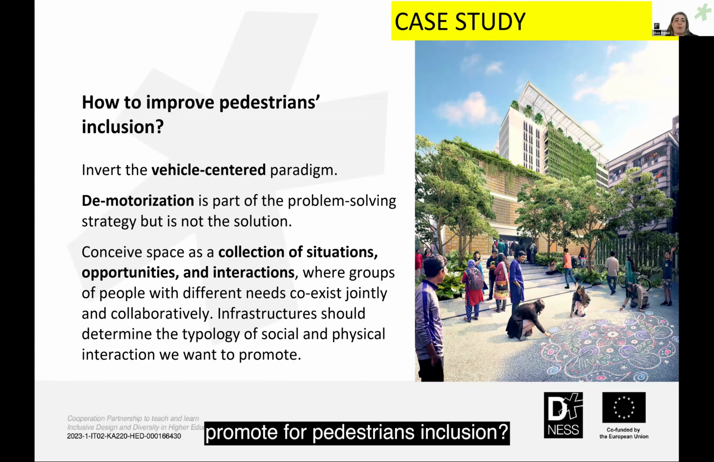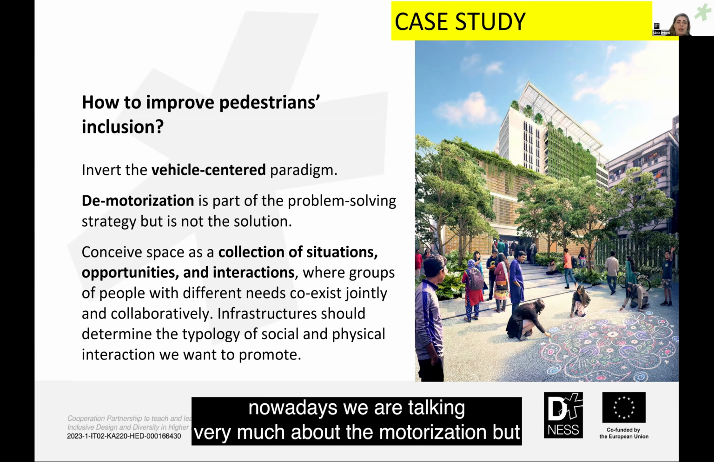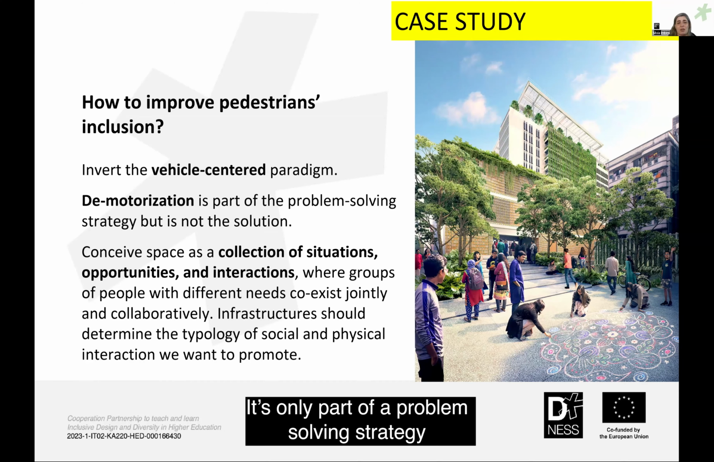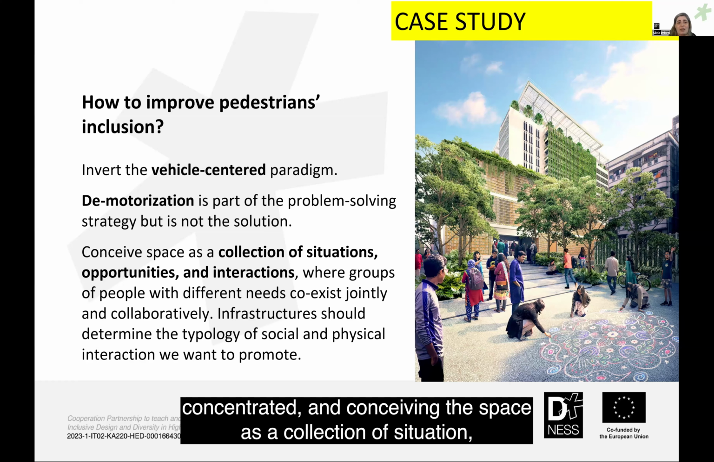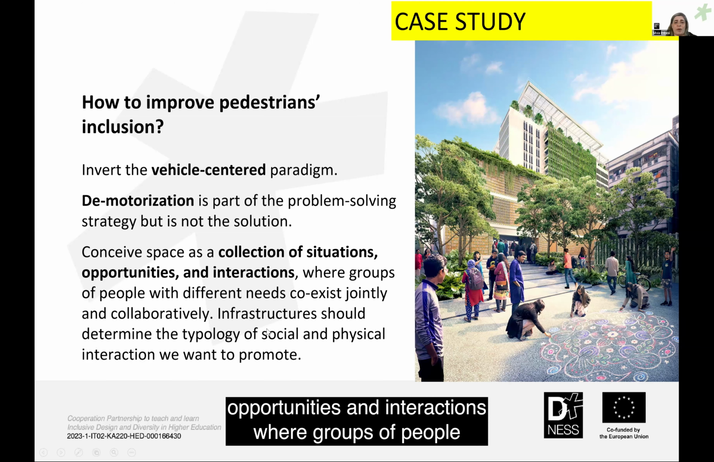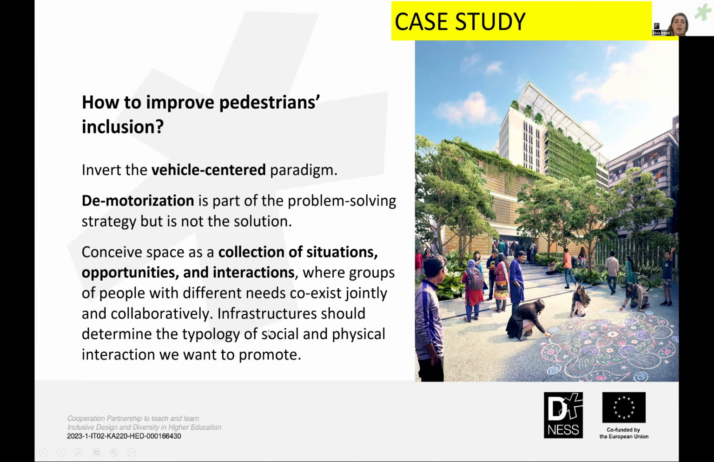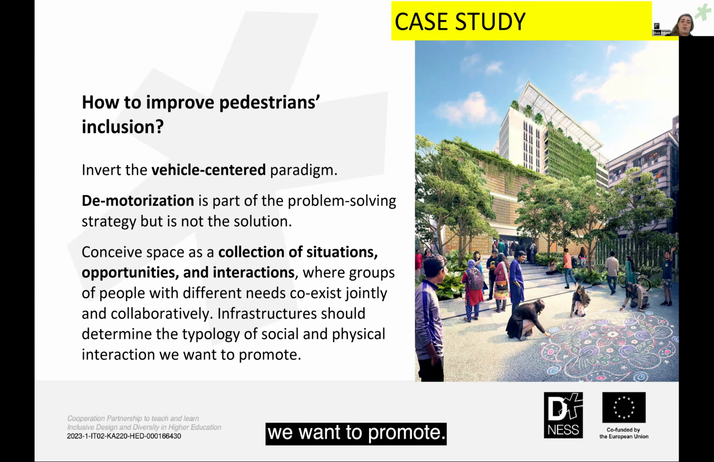So how can we promote pedestrians' inclusion? We can invert this vehicle-centered paradigm, and nowadays we are talking very much about demotorization, but it can't be intended as a solution. It's only part of a problem-solving strategy that should be really more complex and concentrated. And conceiving the space as a collection of situations, opportunities, and interactions where groups of people with different needs coexist jointly and collaboratively. Infrastructures should determine the typology of social and physical interaction we want to promote.